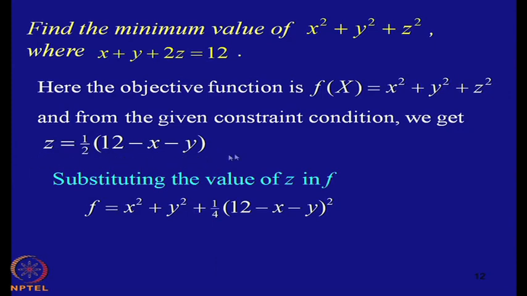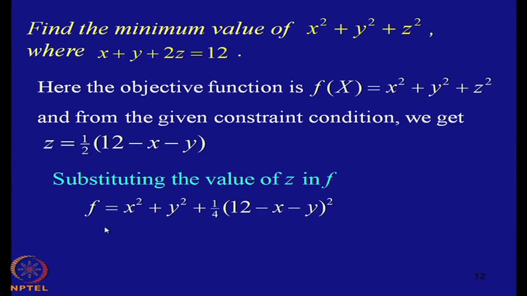These are the decision variables, and these we have considered already, and now our task would be the minimization of f, where f is equal to x square plus y square plus 1 by 2 into 12 minus x minus y whole square, that is 1 by 4 etc. Now, here we want to minimize f.